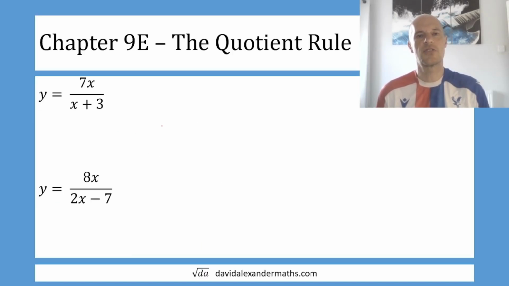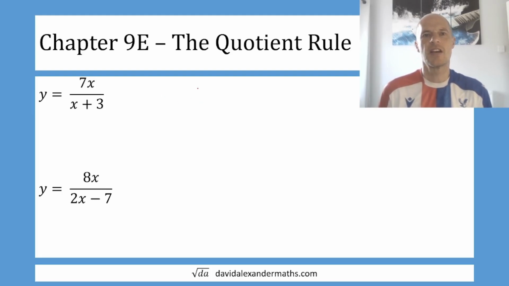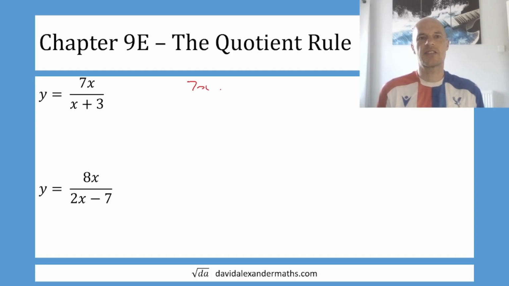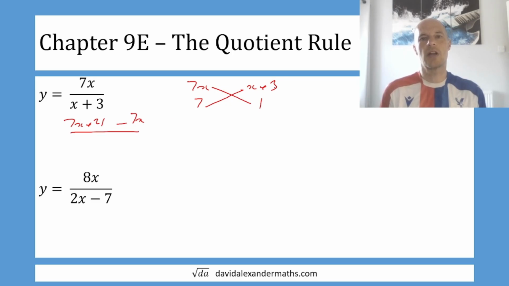A lot of people are taught using du, dv, all these weird letters, which some people can find quite confusing. The way I've always done it is I just write it as 7x and x plus 3, differentiate them both, so 7x goes to 7, x plus 3 goes to 1, and now I'm combining bottom left with top right, so that is 7 lots of x plus 3, so 7x plus 21, subtract top left bottom right, minus 7x, and that's all over the top right squared, x plus 3 squared. So we can say therefore that dy by dx is just 21 over x plus 3 all squared.